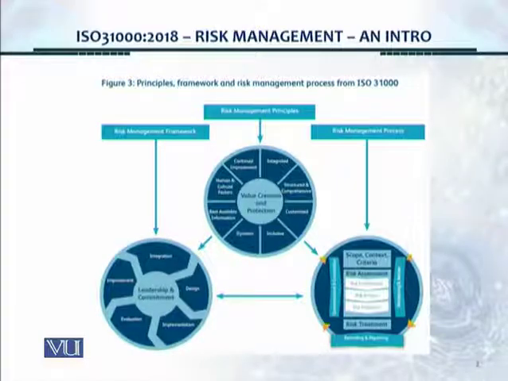There are three fundamental characteristics of the ISO 31000 risk management standard or framework. The first is the detail related to the risk management framework itself. Then we have risk management principles. And finally, we have a risk management process. Let's take a look at these three elements separately.